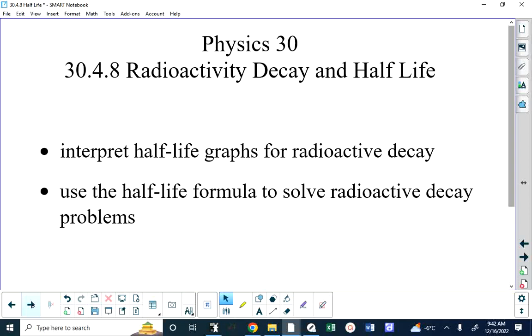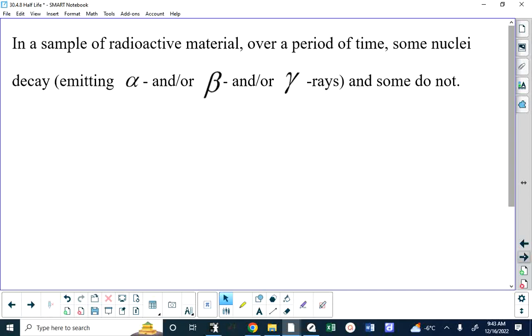So we're looking here at lesson 4.8, which is radioactive decay and half-life. If you're in 30-1 right now, or you have completed 30-1, and there's, I think, at least one person who has, we've done these types of problems in Math 30. We're going to be interpreting half-life graphs for radioactive decay and using the half-life formula to solve radioactive decay problems.